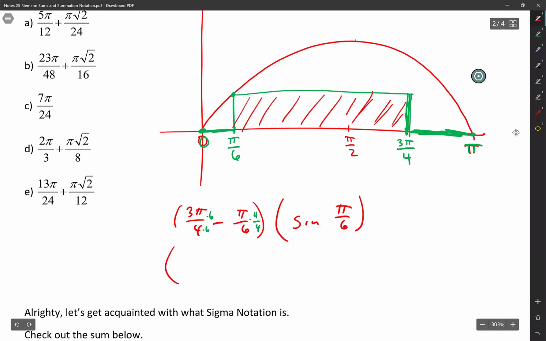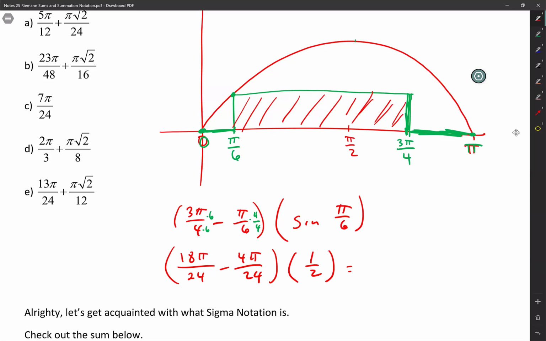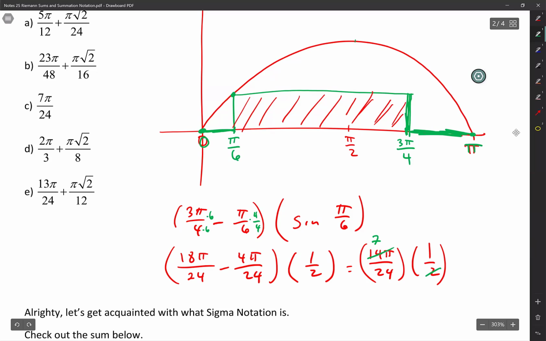So let's see. 6 times 3, 18 pi over 24 minus 4 pi over 24, times sine of pi over 6 is a half. 18 minus 4, that's 14. 14 pi over 24 times a half. 2 goes into 14 7 times. So I'm going to say 7 pi over 24. Did they write it like that? Yeah, they did.